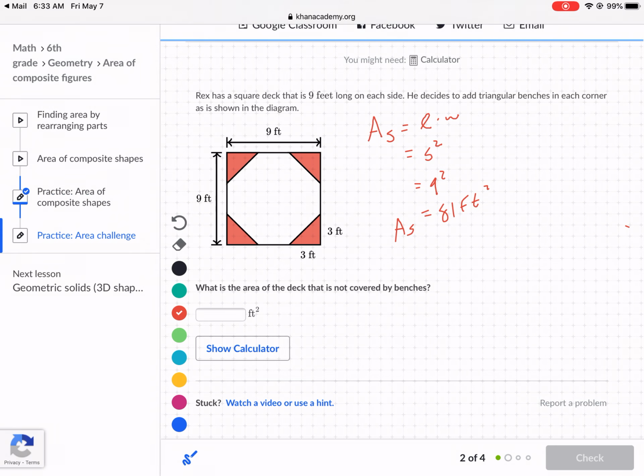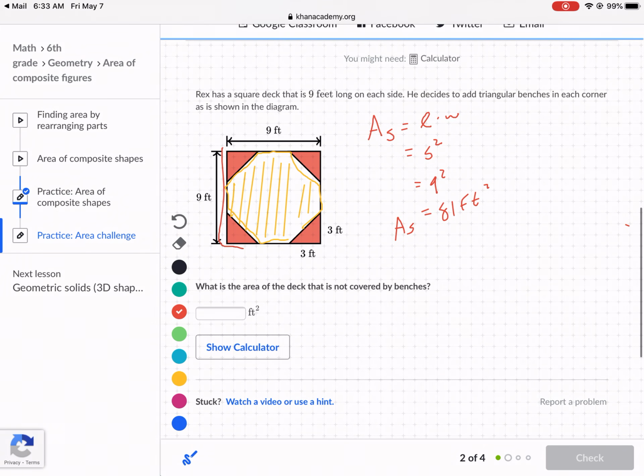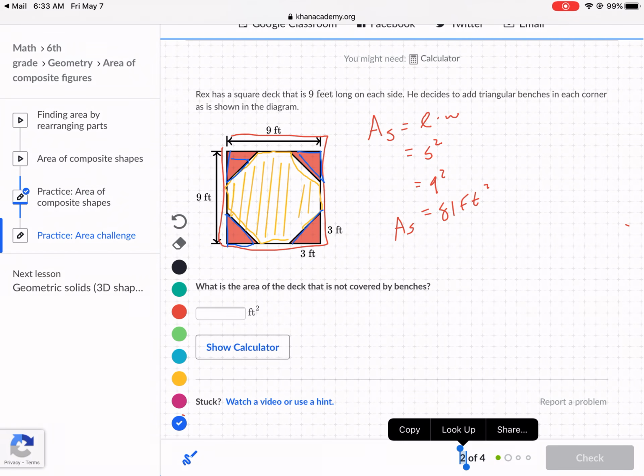Okay, so that's weird enough. It wants us to find this little kind of almost like a stop sign shape. We don't want the triangles, okay? So we want everything else. So here's my game plan. I'm going to find the area of the square, and I'm going to subtract the area of these triangles, and what I'm going to be left with is the yellow area, okay? So I'm going for the yellow area.